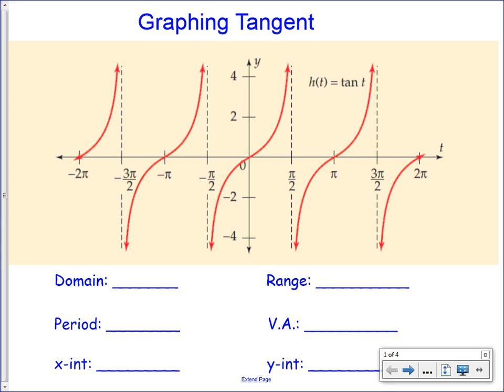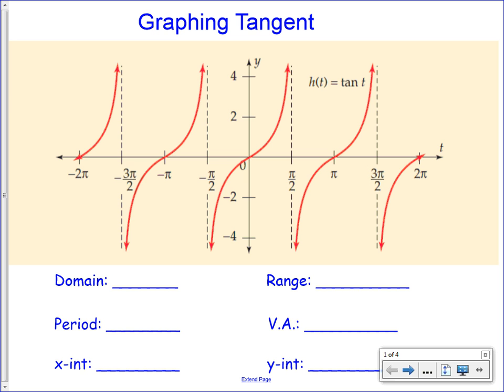Now remember, tangent is y divided by x from your unit circle. So there are some angles where tangent is undefined, because anytime you would end up with 0 in the denominator, tangent is undefined. So if you think of your unit circle, that's going to happen at pi over 2 and 3 pi over 2. Okay, so if you look at this graph, this is our parent graph for tangent, you can see that we have vertical asymptotes in the graph at pi over 2 and 3 pi over 2, and then of course the same thing would occur at negative pi over 2 and negative 3 pi over 2.